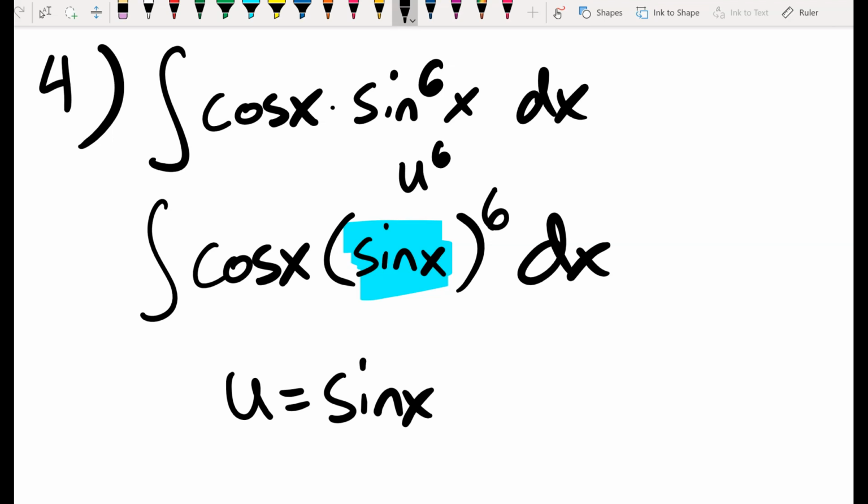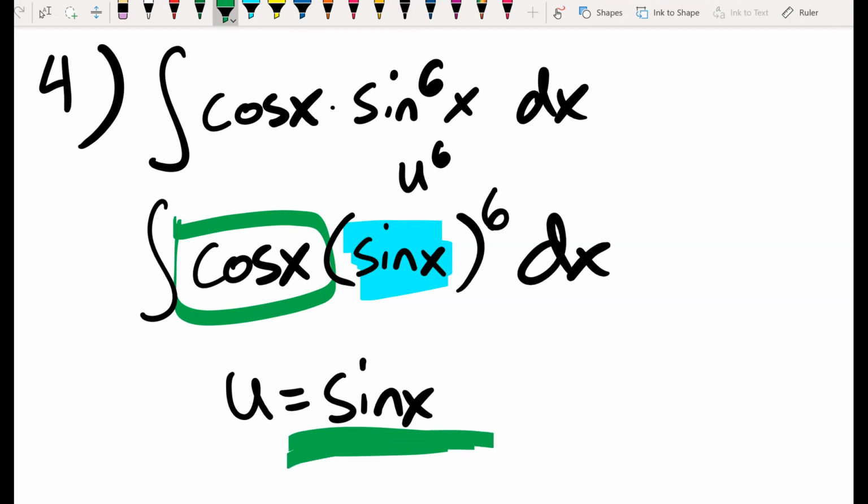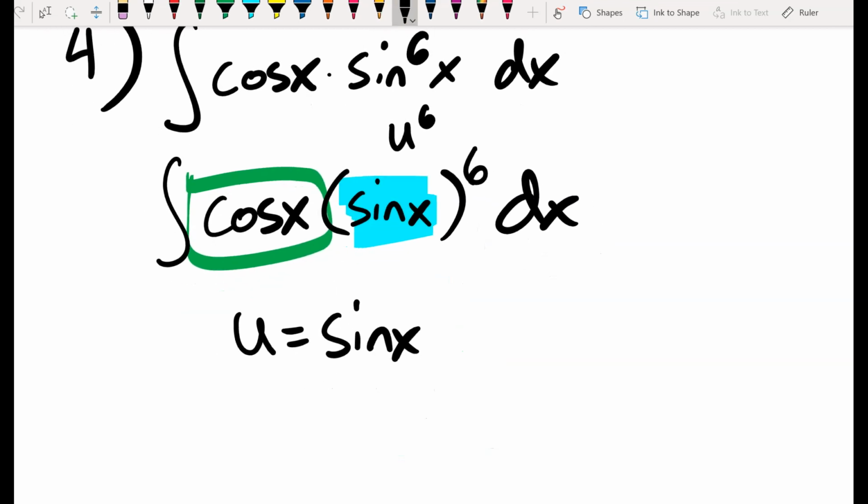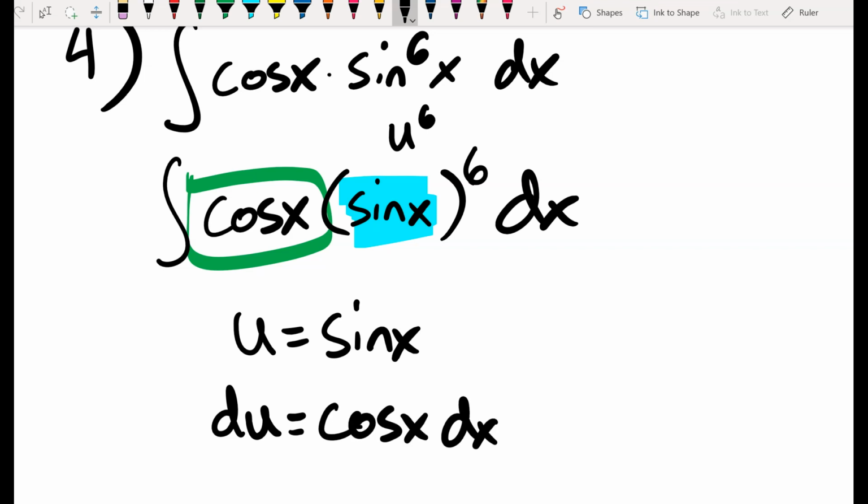But the other reason is, what I still need to get rid of is cosine of x. And I know if I take the derivative of sine of x, I'm going to end up with cosine of x, so I'll be able to make that substitution. So try to have a little bit of foresight when you're picking who u is, because that's going to help you from having to go back and pick something else for u. So if I differentiate, the derivative of sine x is just cosine of x dx. And lucky me, that's exactly what I am trying to get rid of.